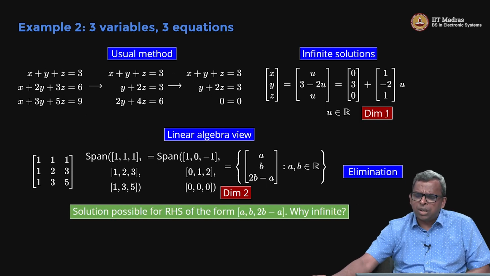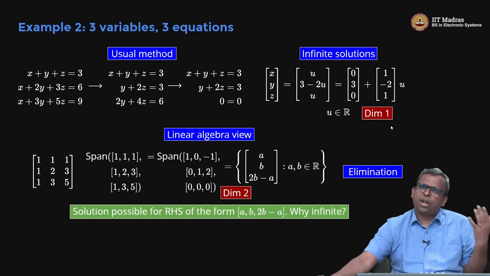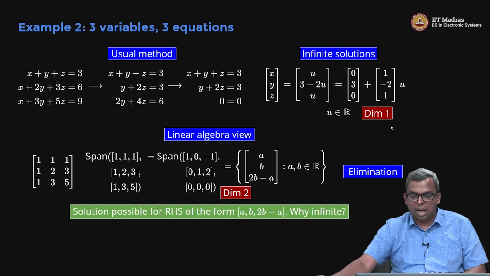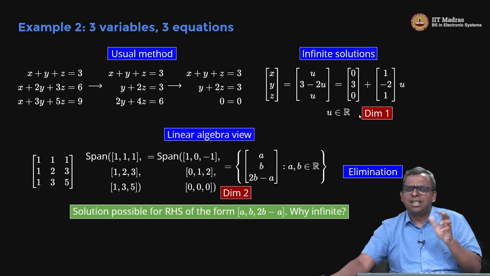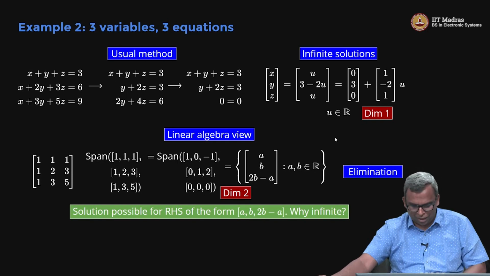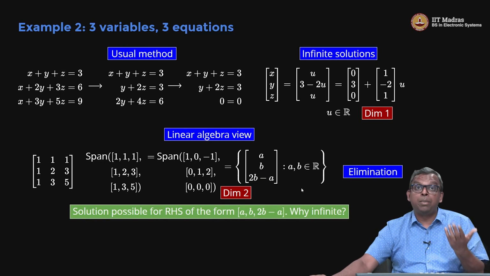And why would the solution be infinite? This is dimension 2. Why would you get a dimension 1 there? It ends up happening in this case. We will see later on more general results as to why it has to happen. But this is also an interesting observation. When the dimension of the span reduces by 1, it appears that the dimension of the solution increases by 1. It seems to be an interesting trade-off, and we'll see that a little bit later, but only when the solution exists. When you have these kinds of issues, you can easily see that if the RHS is not of the form (a, b, 2b minus a), then there will be no solution.